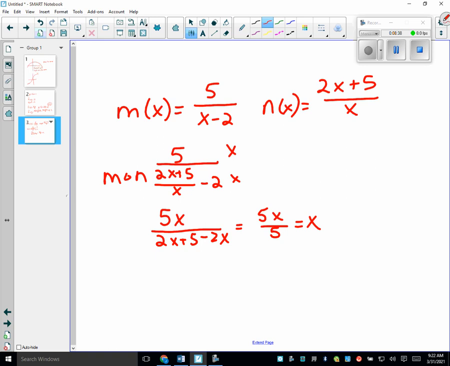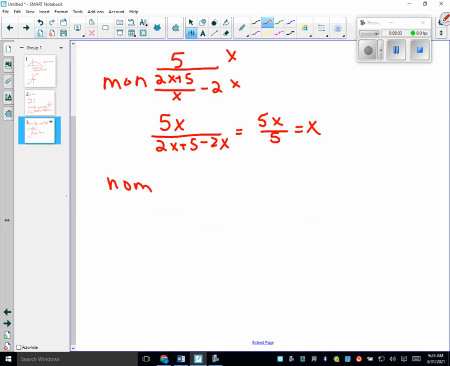Wait, why do we have 2x here? Well, because the x is times all of this. And this one cancels, but this one has to be multiplied. Oh. Okay? Yeah. All right. Can I go the other way now? Yes.